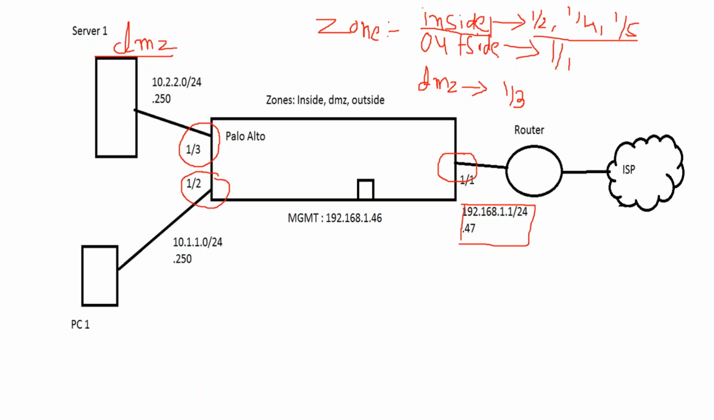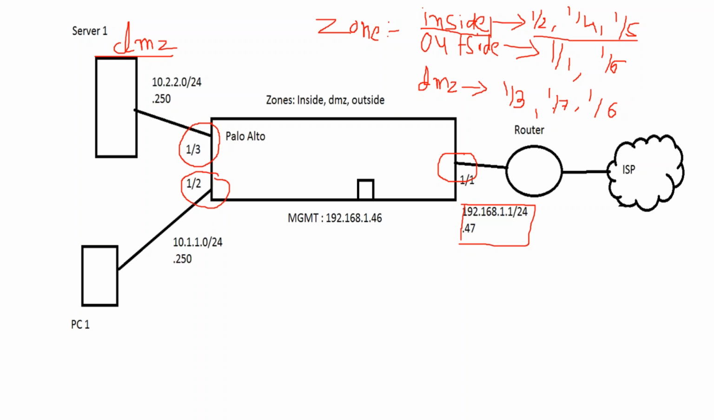And for your outside, suppose you have more than one ISP. Right now in this diagram we have only one ISP, but if you have another ISP, that also has one more interface, called 1/6. And right now we have only one public server. If you have more than one public server, you might have more than one interface in the DMZ. So how do we create a policy using the zones in a Palo Alto device? Remember this, guys. If you understand this concept, you can easily create a policy in a Palo Alto device.